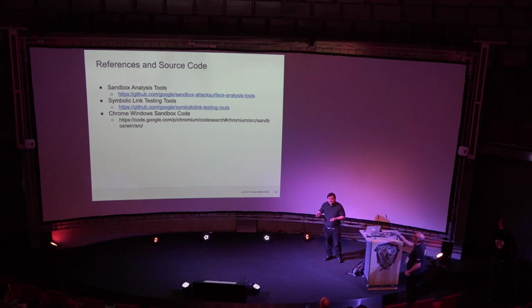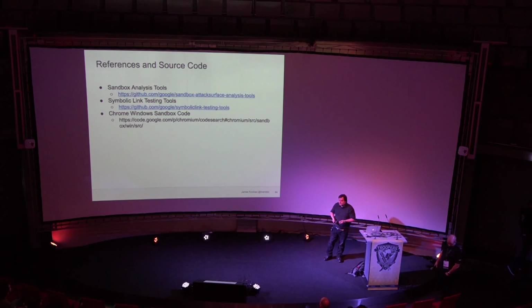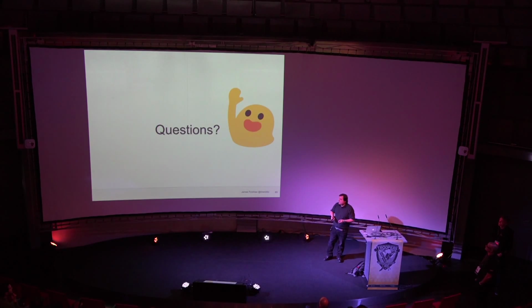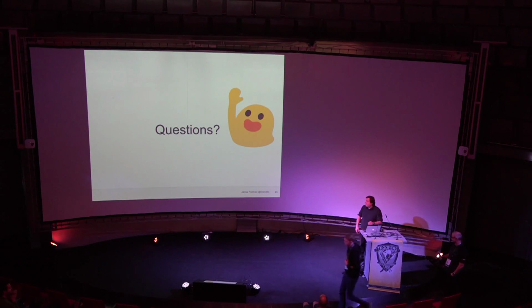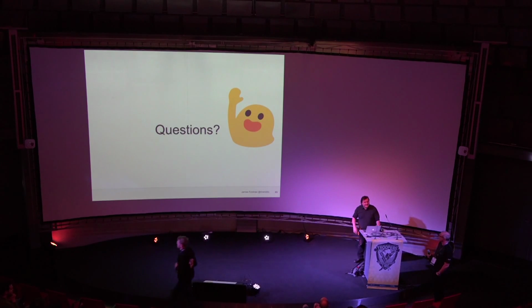So a few references: the sandbox analysis tools, symbolic link tools. Also, in my opinion, while it's quite complicated, the Chrome sandbox code is open source. You can look at that, how we actually implement Win32k lockdown, how we actually implement those sort of features. So give it a look. So that's the end of my talk. Obviously, if anyone's got any questions, I will be around the rest of the day, so you don't have to do it now, but thanks very much.